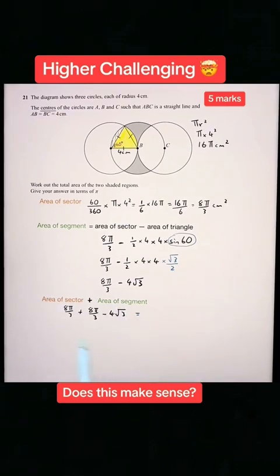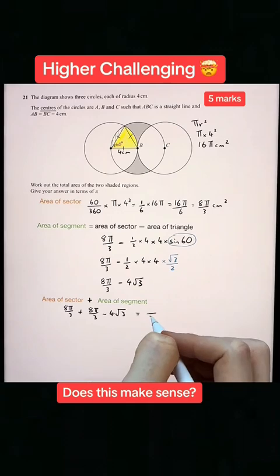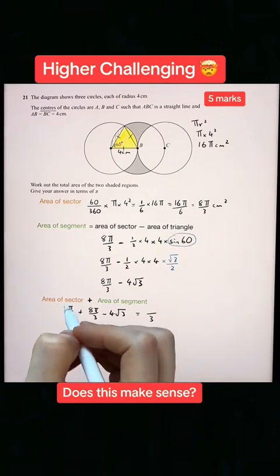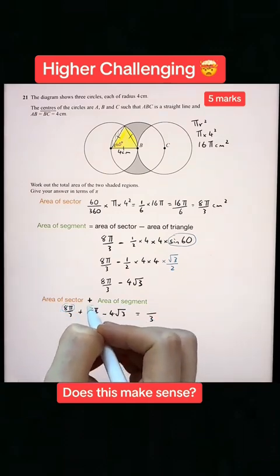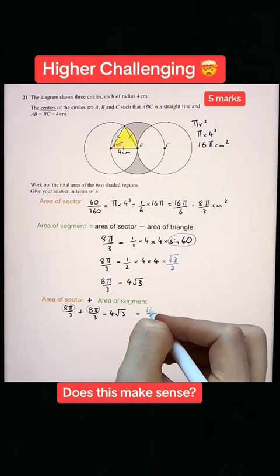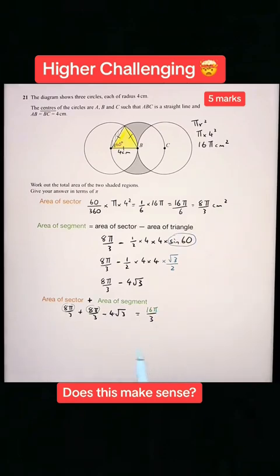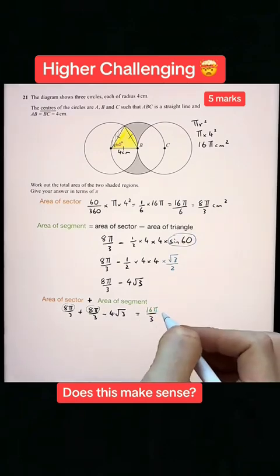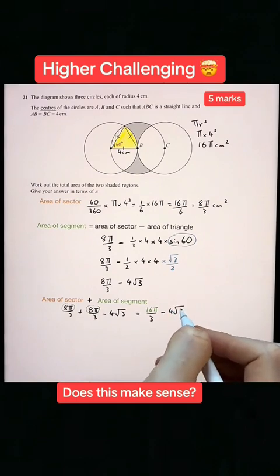Well, when adding fractions, we must have a common denominator. As they have a common denominator of 3, I can just keep the denominator the same, in this case 3, and just add the numerators. In this case, 8 pi plus another 8 pi. They're like terms, they both end in pi. That will simplify to give us 16 lots of pi. So I've got 16 pi over 3, and I've still got minus 4 root 3.